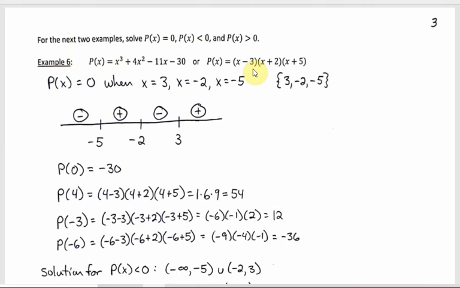The factored version makes the first part easy. So p of x equals 0, well then that's pretty easy to find the roots when it's already factored. Right? You go, well, 3, negative 2, negative 5. So that's it, right? P of x equals 0 when x equals 3, x equals negative 2, or x equals negative 5. So then in set notation, there's the answer, right? 3, negative 2, negative 5.